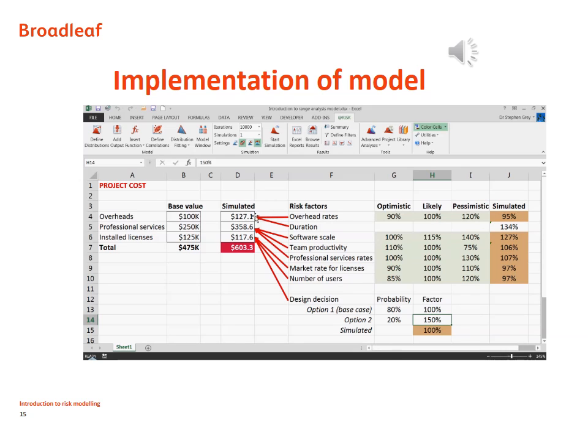Those factors are used here to simulate the total cost. So if we look at the overheads, this value here is calculated from the base overhead cost, that value in B4, times the overhead rate factor, that's this one here, and the duration factor, which is this one here. The duration factor, you might remember from the previous slides, is calculated by the combination of the uncertainty in the software scale and in the team productivity.